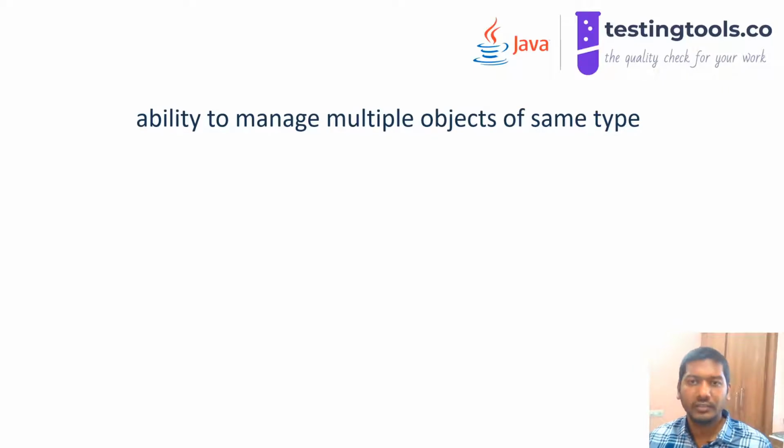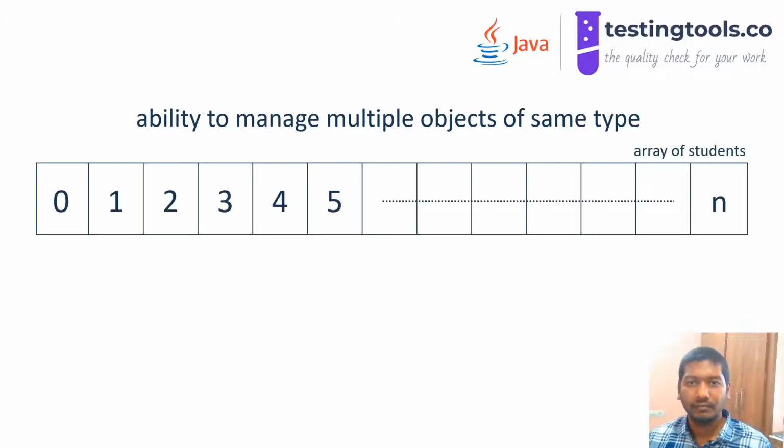In this session, we will see how we will be able to manage multiple students in a college by declaring the students as an array in a college class. When it comes to Java, we will have an index to refer to a particular object in an array, and the index starts from 0.